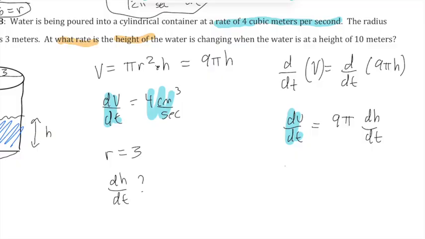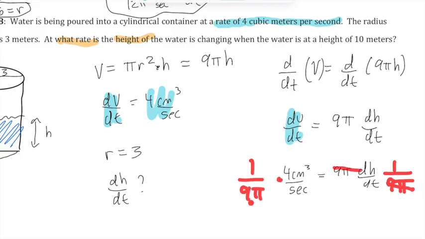So this is going to be 4 cubic meters per second equals 9 pi dh/dt. And then we're just going to divide by 9 pi. Think about it as multiplying by 1 over 9 pi. Those cancel. If I multiply by 1 over 9 pi, these go to the bottom. So it's going to be 4 over 9 pi.